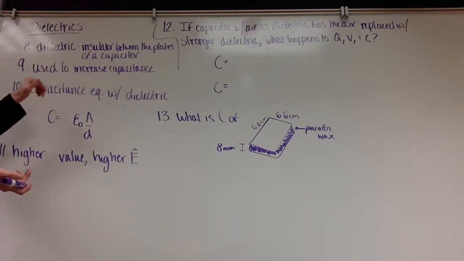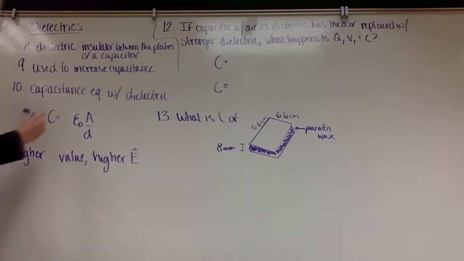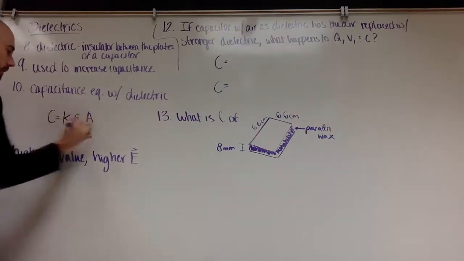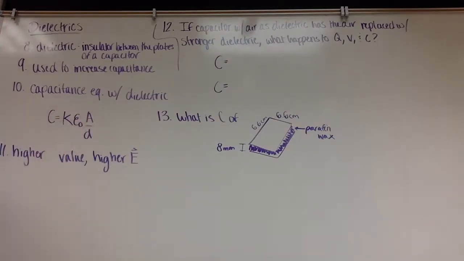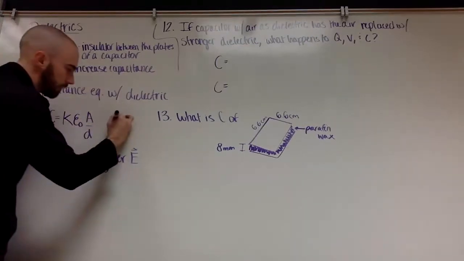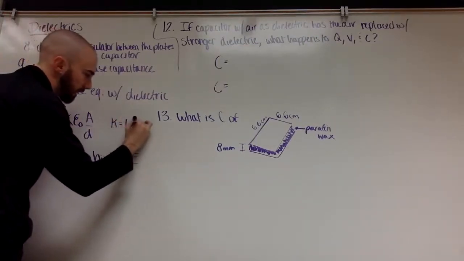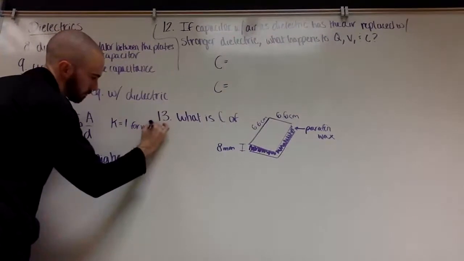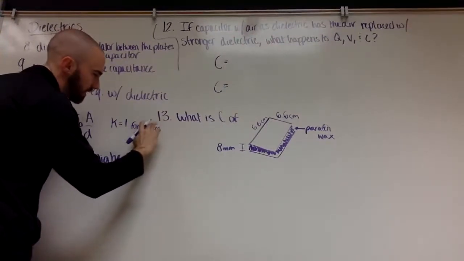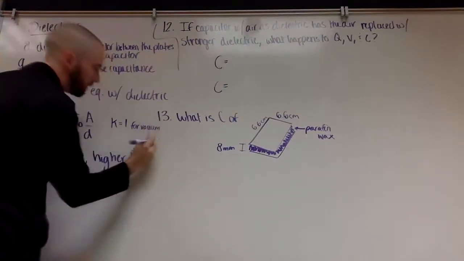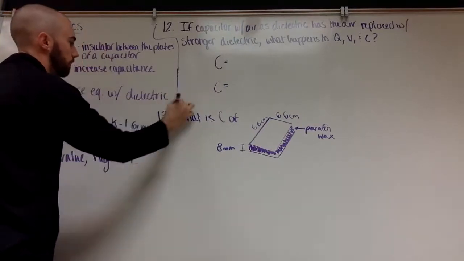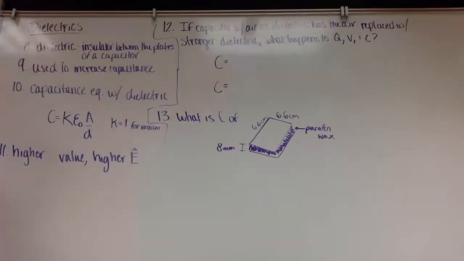Cool. So when we add dielectrics into our capacitance equation, here's what we had before. What we get is K, where K is our dielectric constant. K equals 1 for a vacuum. Vacuum is such a weird word. All right, so it's 1 for a vacuum. So the higher K value we get, the higher electric field that we can have between them.